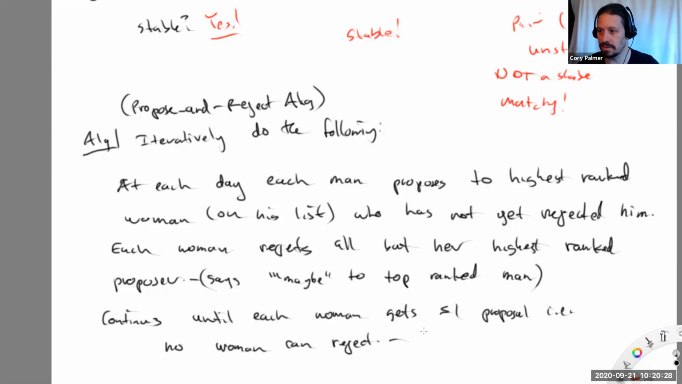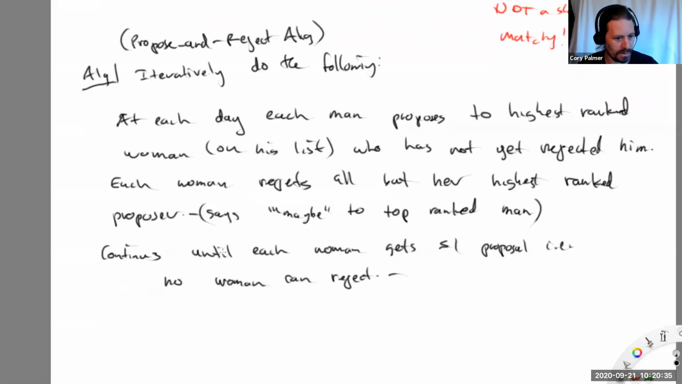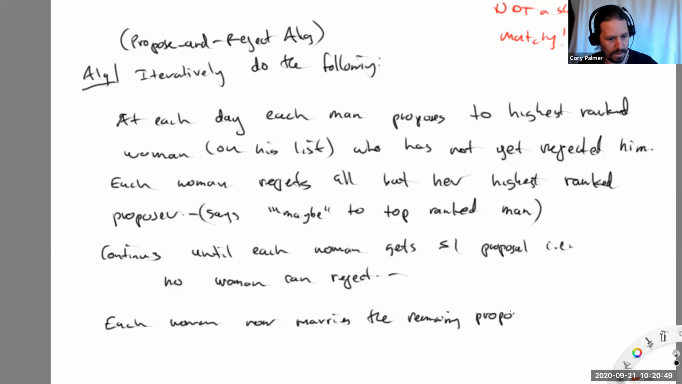And then at this point, each woman accepts the 1 proposal that she has at that moment. Each woman now marries the remaining proposer, if it exists, right? If it exists. We've clarified it's possible in principle that a woman doesn't get a proposal on a certain day. Okay, actually, we'll rule this out quickly.